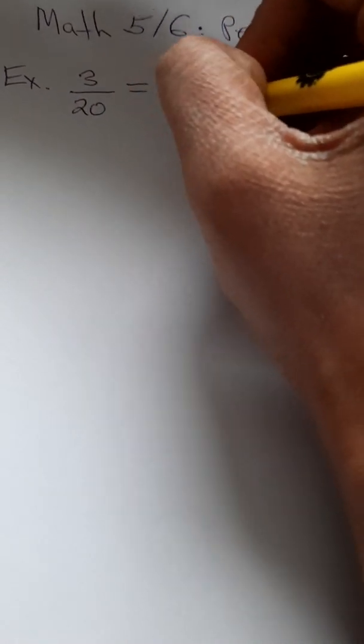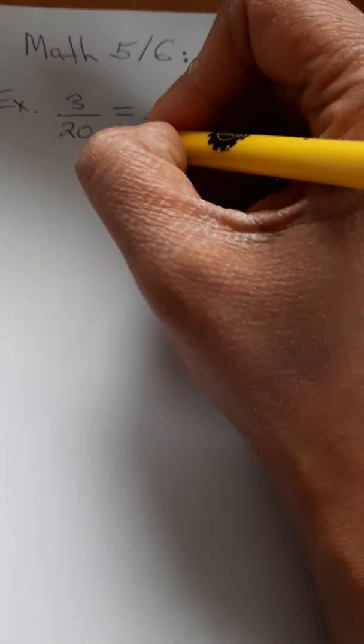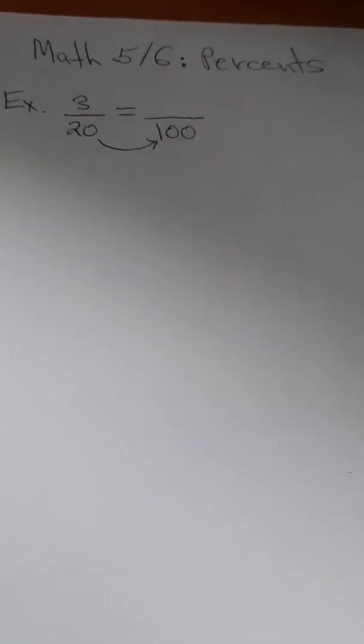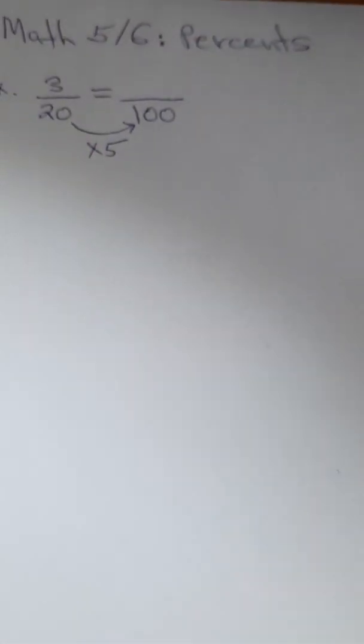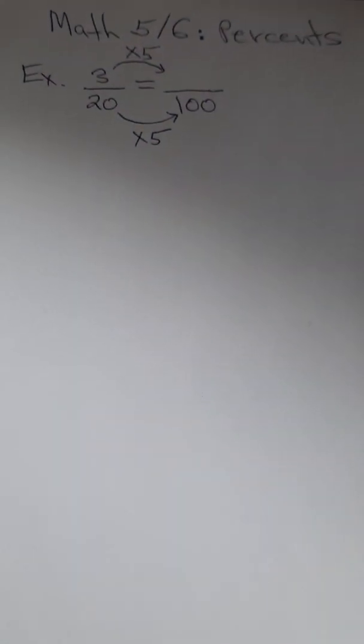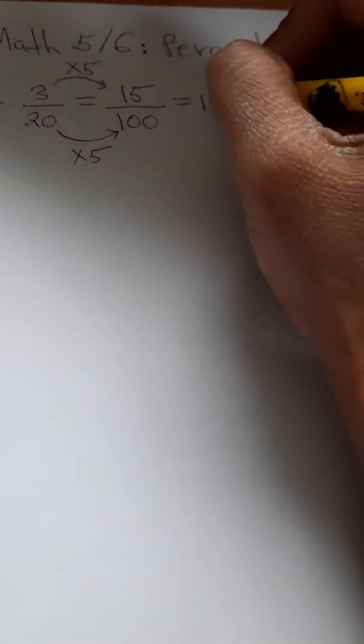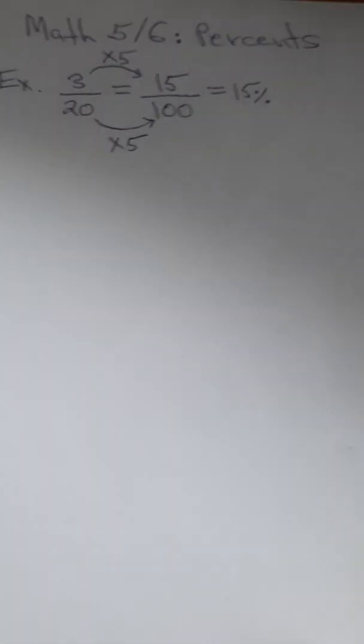Whenever I convert it into a percent, it's always over 100. What we're doing here is kind of like equivalent fractions. So I'm asking how can I get from 20 to 100? I see that I can multiply 20 times 5, which gives me 100. Whatever you do on the bottom, I have to do on the top as well. So I'm going to do 3 times 5, which is equal to 15. So it's 15 over 100, and this is equal to 15%.